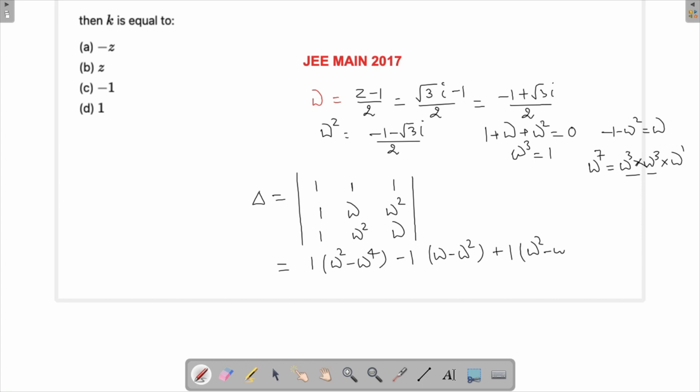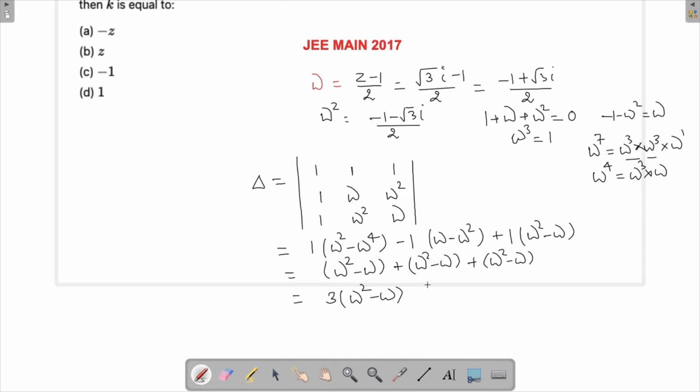So what do we get finally here? Again, let's try simplifying this. So this will become omega square, but I can write omega raised to the power 4 as omega, because omega raised to the power 4 could be written as omega cube into omega. So I could write this as omega. Now minus sign goes inside. This will again become omega square minus omega. And then finally this as well. This is also omega square minus omega, right? So all in all, what we have got is 3 times omega square minus omega.